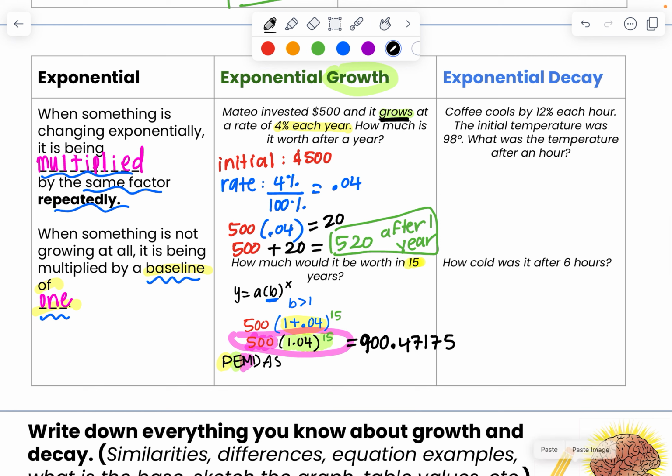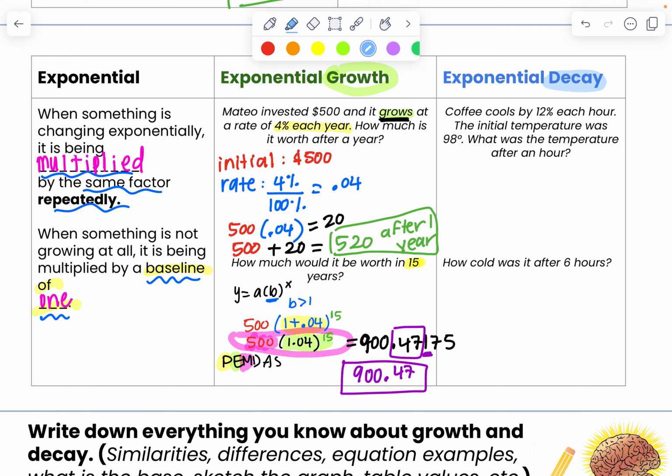Now, if I'm investing money, we also got to talk about rounding. So to round, we have 2 decimal places. I like to put a box around it. You look to the third to figure out if I'm going to keep it at 47 cents or if I'm going to increase it to 48 cents. If the numbers are 5 or below, we keep it. So my final answer here is I'll have $900.47 after 15 years. So my $500 became $900.47.